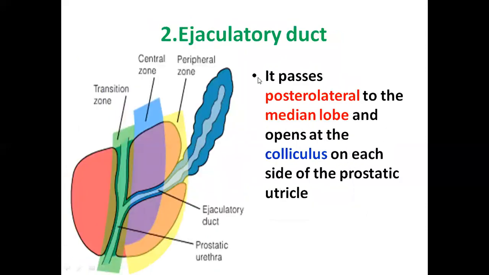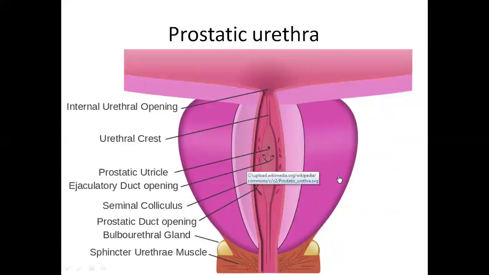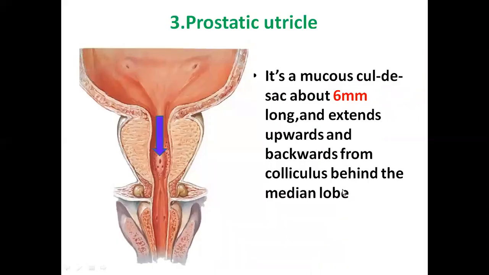Now this is the ejaculatory duct. It passes posterolateral to the median lobe and opens in the colliculus on each side of the prostatic utricle. This one, ejaculatory ducts, and this is prostatic utricle. This round elevation is colliculus seminalis. The whole thing is prostatic urethra. The same thing I kept repeating so that it goes into your long-term memory. Okay, so this is prostatic utricle. It is a mucus cul-de-sac about 6 mm long and extends upwards and backwards from colliculus behind the median lobe.